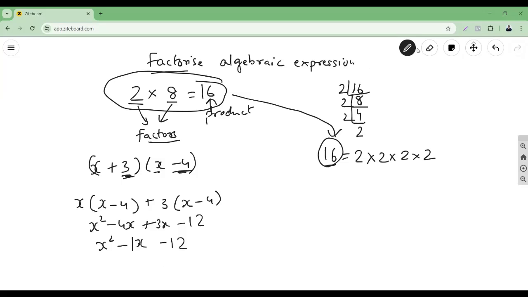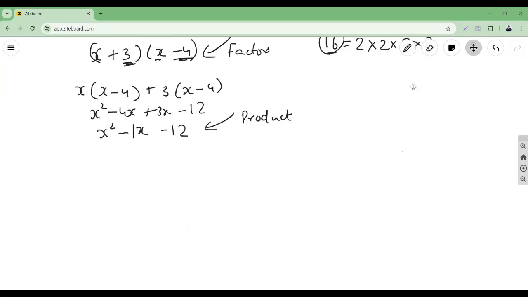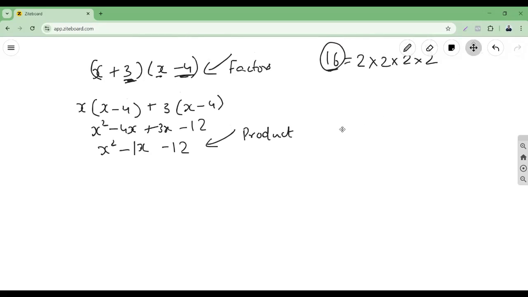So these are the factors which were multiplied to give you this product. Correct? Just like 2 and 8 were multiplied to give you 16. 2 and 8 are the factors, 16 is the product. So these are the factors and you got this as a product. Now we are going to do the reverse. That means they have given us this product. Now we have to find the factors.